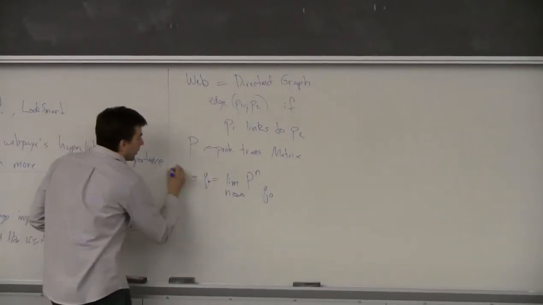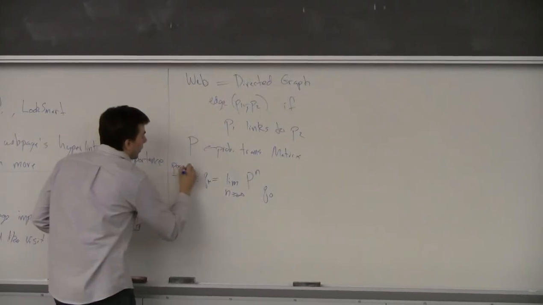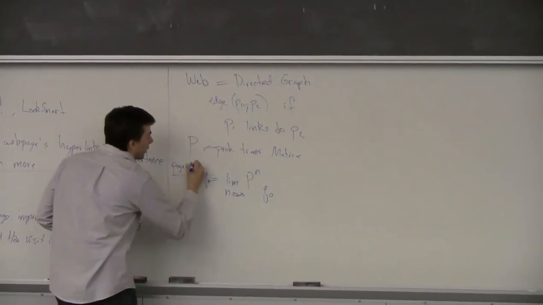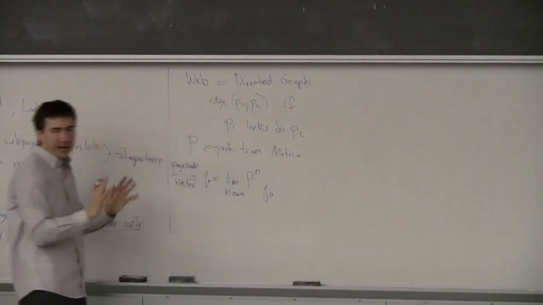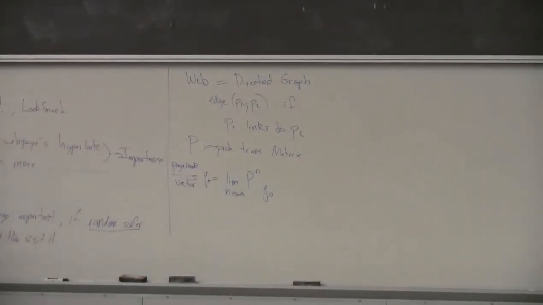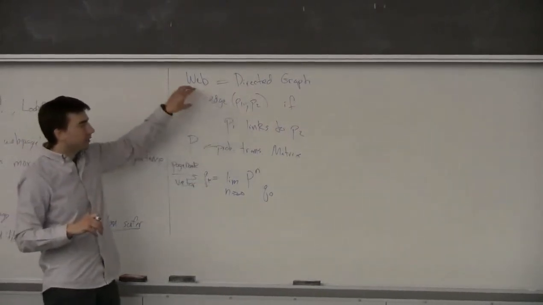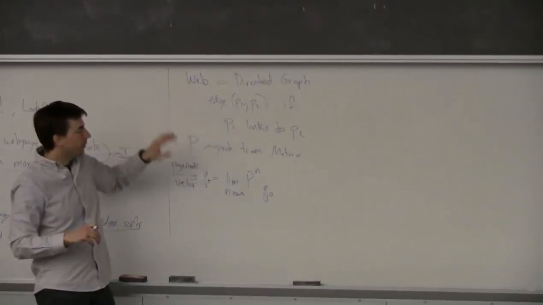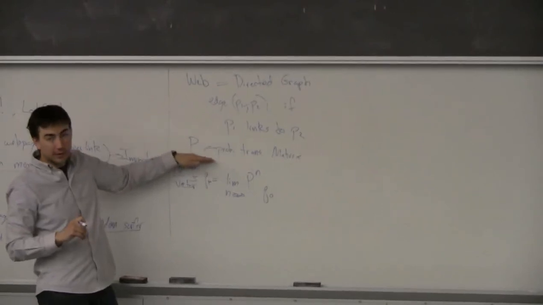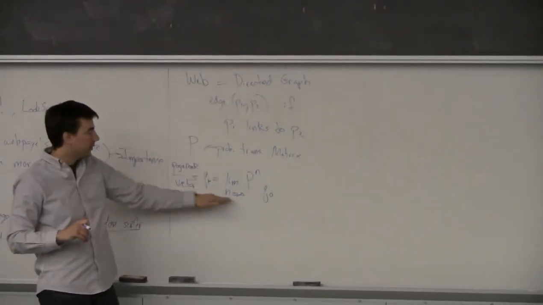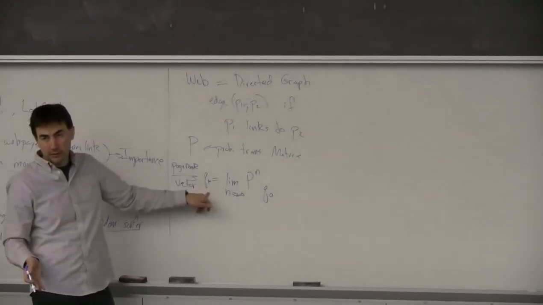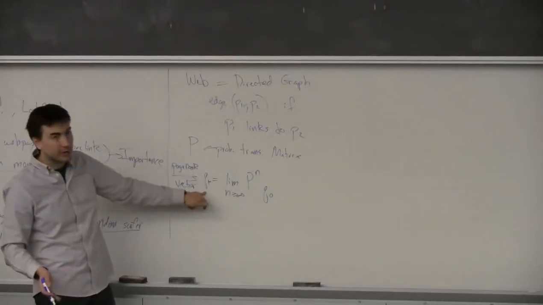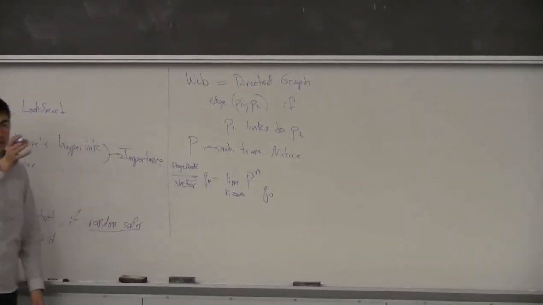This is what's known as the PageRank vector. It's not quite right, and I'll talk about ways you need to fix this a little bit. But you build this directed graph on the web. You think of it as a probability transition matrix, and then you take the limiting distribution of the Markov chain defined by this probability transition matrix. And this is essentially the PageRank vector.